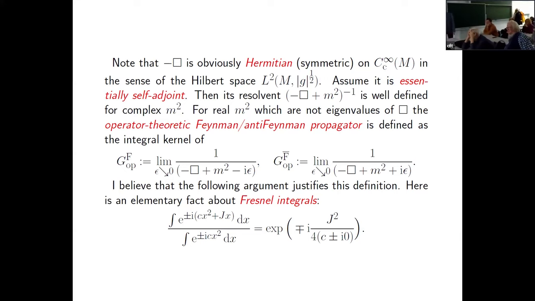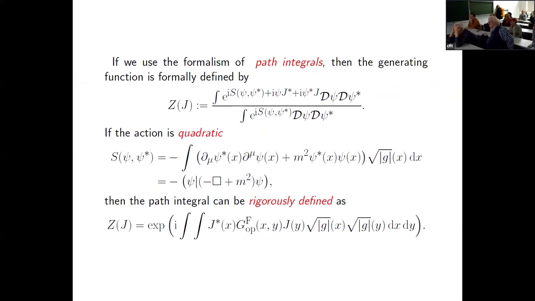Now, note that there is an easy fact about Fresnel integrals. Suppose that x is just a real variable, one-dimensional, then you can easily check the following identity. So you see that here you have this c plus i zero or minus i zero.